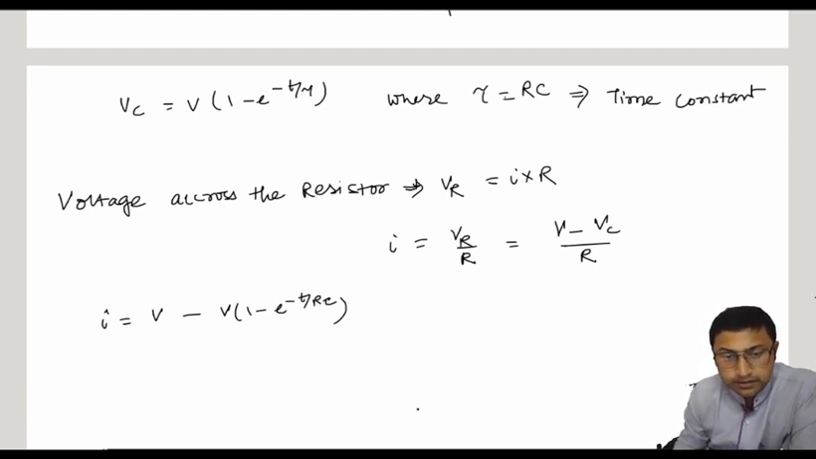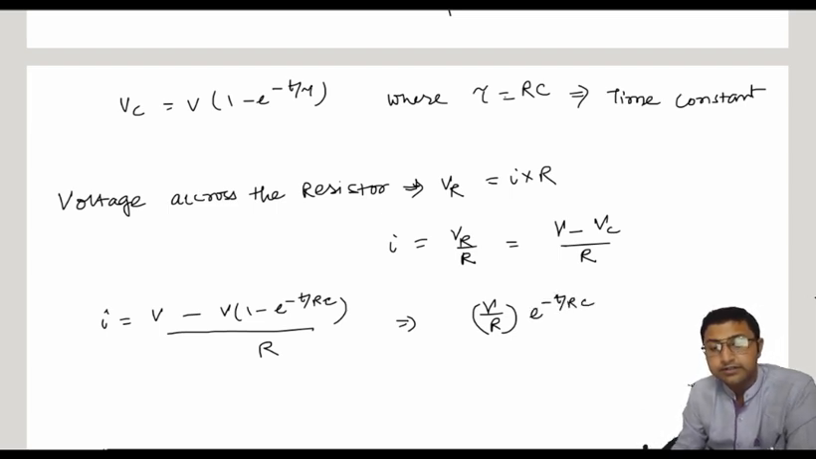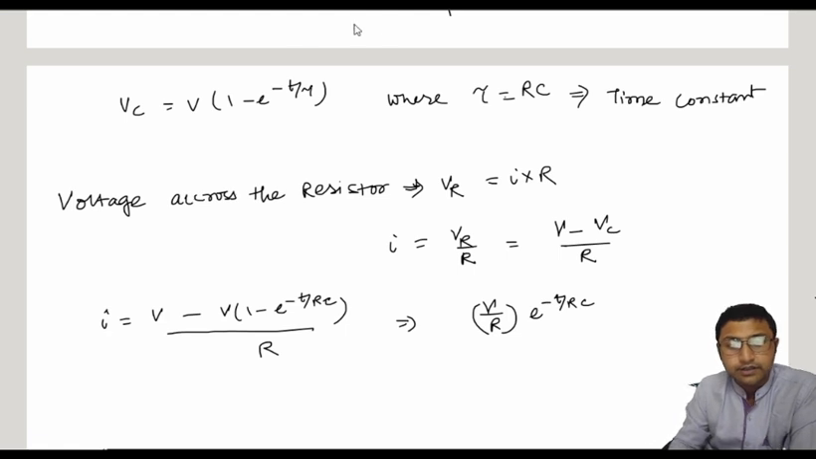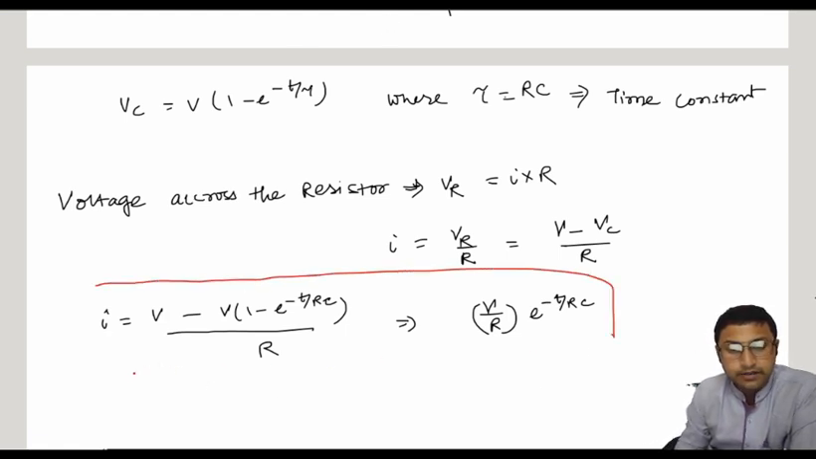So after simplifying, we can write I equals V by R e to the power minus t by RC. So this is the expression of I.